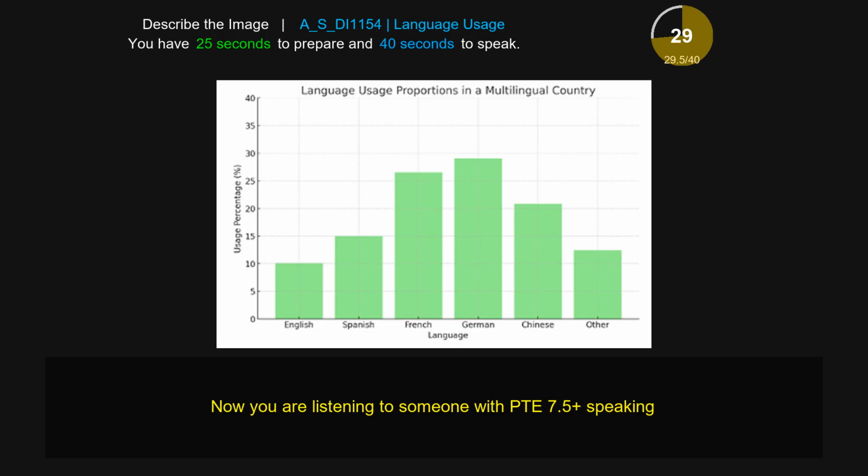In conclusion, we can clearly see that the German is the highest one which use the language usage proportion in a multilingual country, and the English is the lowest one, which is about 10% among all the countries given.